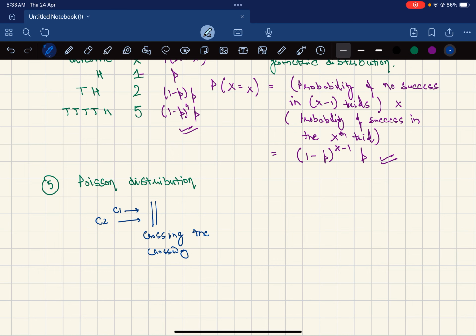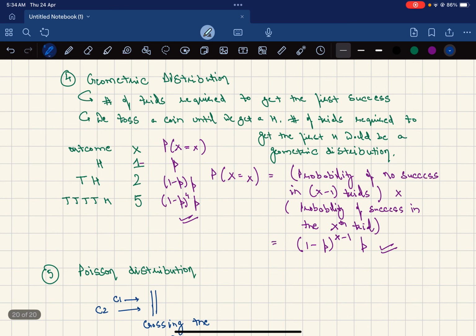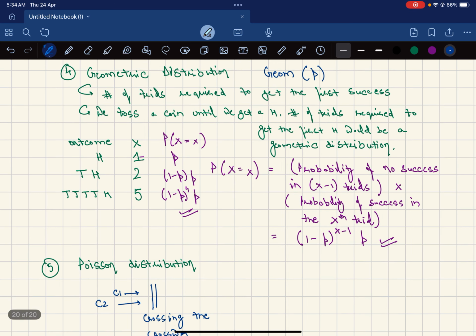and the one thing to mention in the geometric distribution is that it could be written as Geometric(p), where p is the parameter here. So there's only one parameter here, just like the Bernoulli distribution where we had only one parameter, which was the probability parameter. Here also we have one parameter, which is the probability parameter.